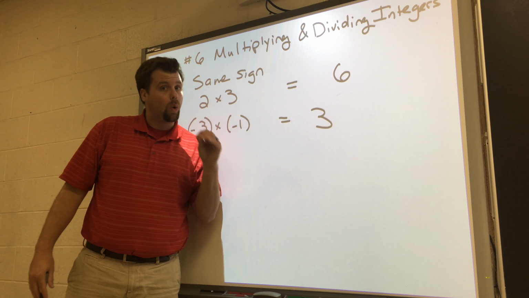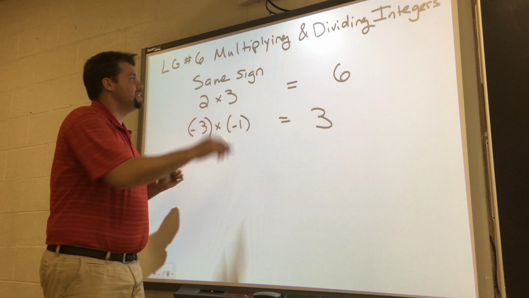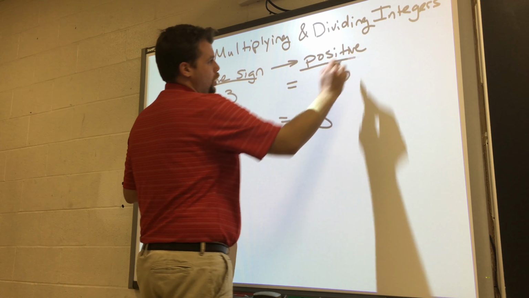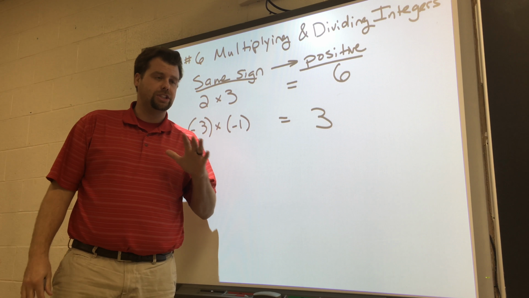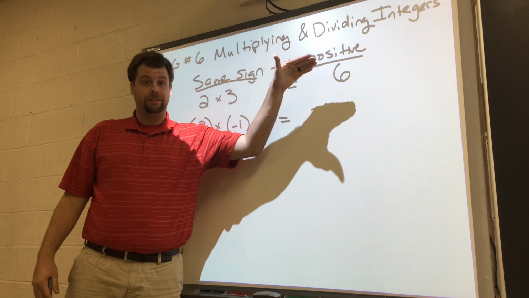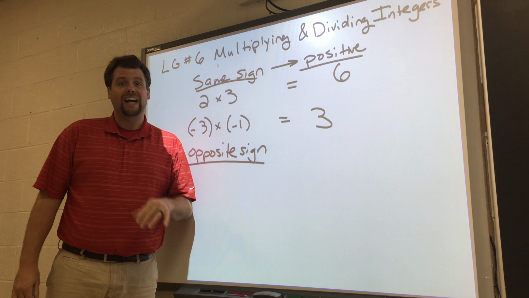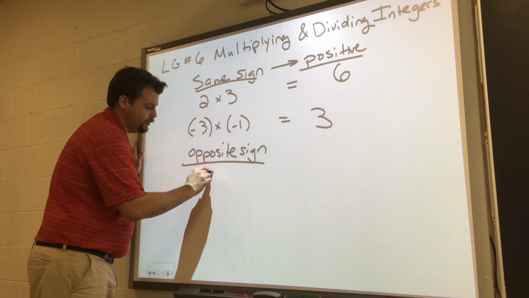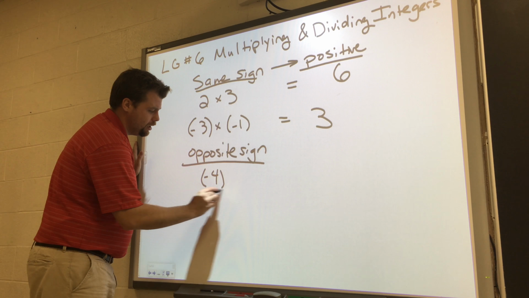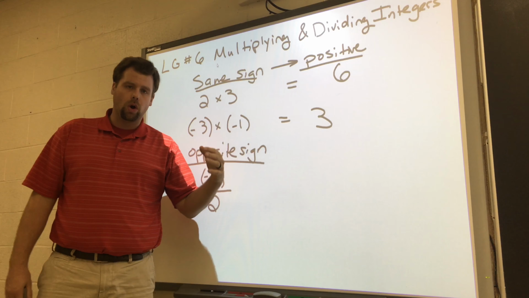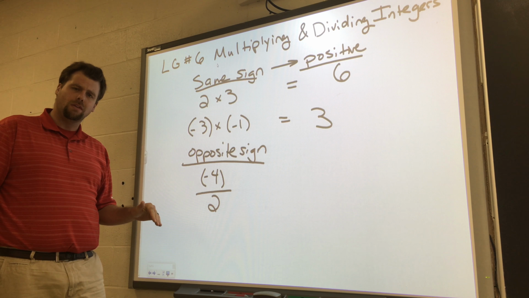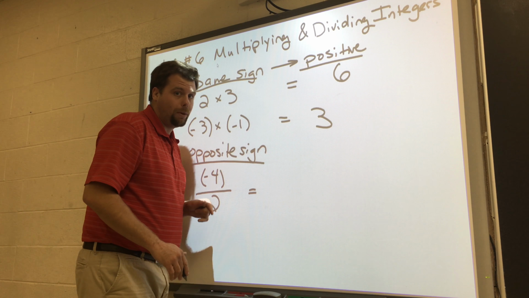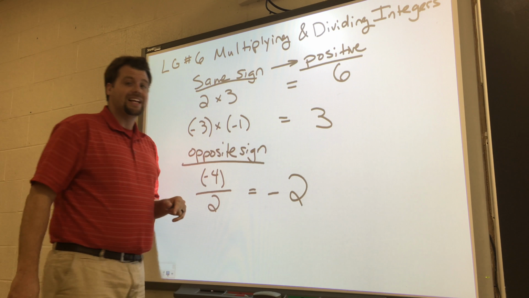When you multiply or divide same signs, you get a positive product or quotient. Product being multiplication, quotient being division. Again, same sign, positive. Opposite sign: if you're multiplying or dividing two things with opposite signs, here's what happens. Say, for example, we're taking negative 4 divided by positive 2. 2 goes into 4 2 times. Negative 4 divided by positive 2 is negative 2.